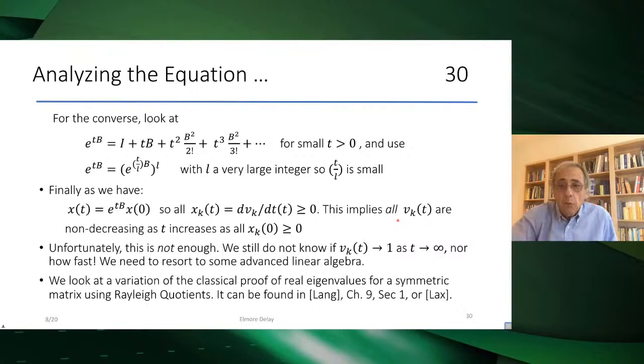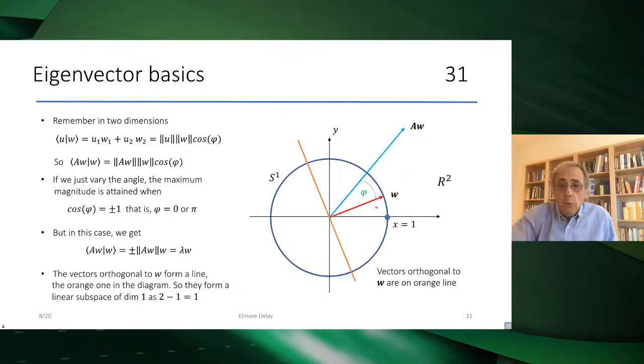So let me remind you a little bit about eigenvalues and a little variation here. The most interesting proof in engineering, in my opinion, that a symmetric matrix has real eigenvalues is when you use the Rayleigh quotient, and you can see it in any book. But the argument is very simple.